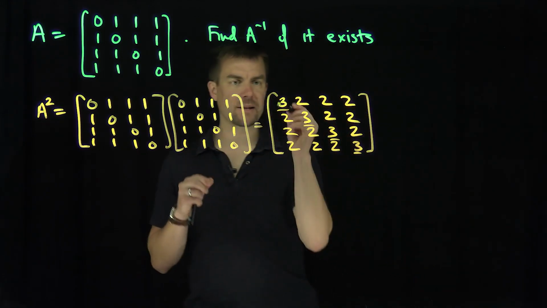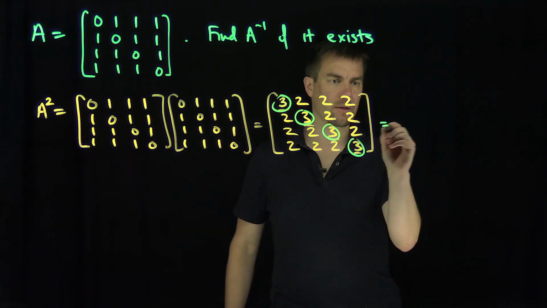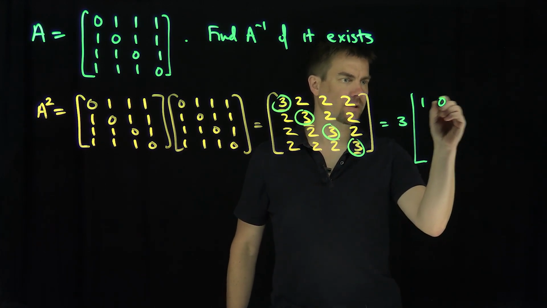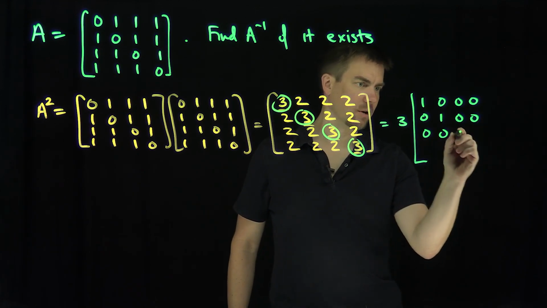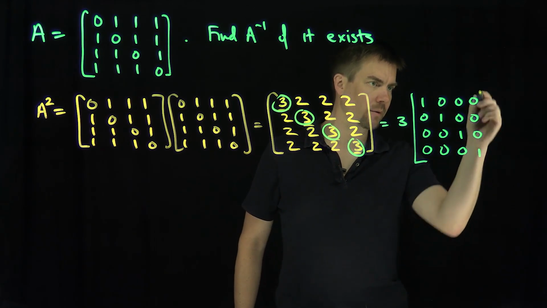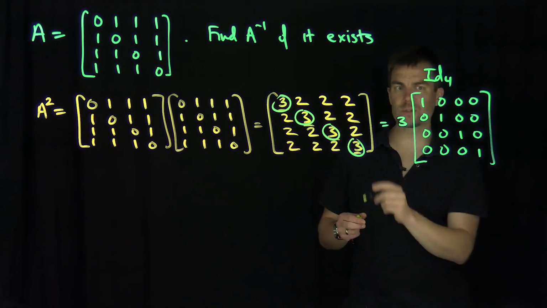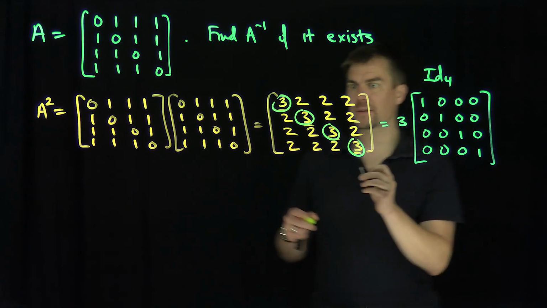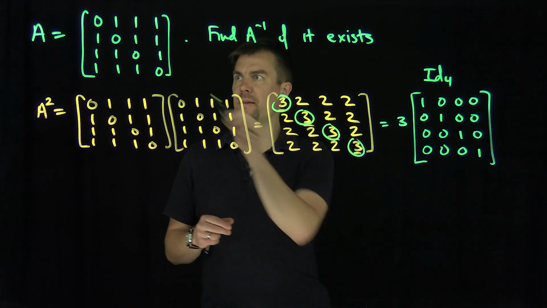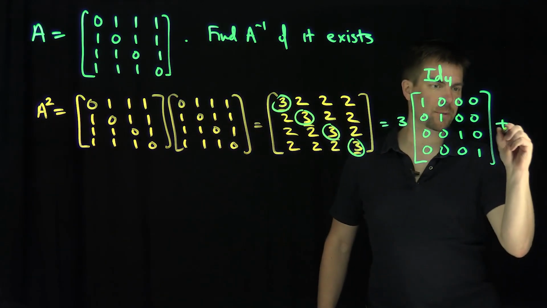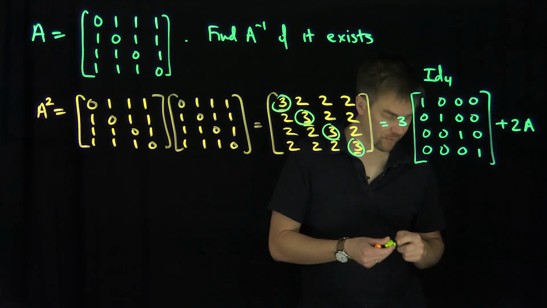So if we take these 3's in the main diagonal and I want to try to factor this, I can say this is going to be 3 times the matrix 1, 0, 0, 0, then 0, 1, 0, 0, then 0, 0, 1, 0, then 0, 0, 0, 1. The identity matrix, that's just the four-dimensional identity matrix. And then plus, everything else is 2's below the main diagonal and 2's above the main diagonal. That's just 2 times a copy of A. So that's going to be 2 times A. So we've now established a functional relationship for this matrix A.